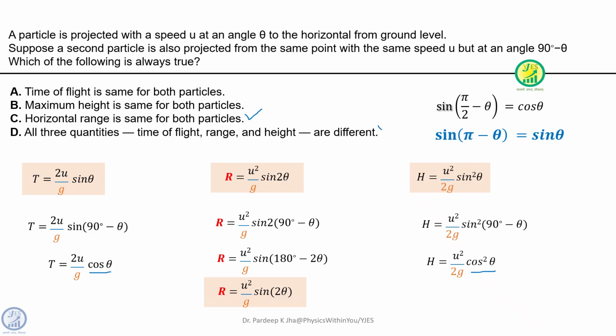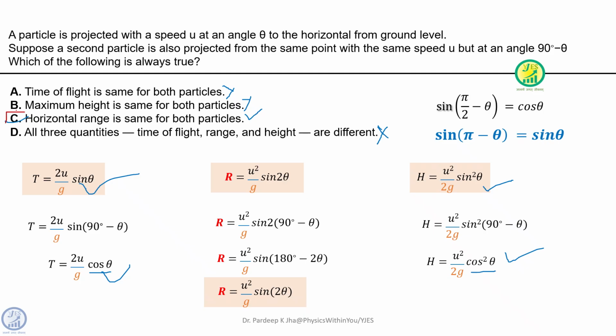What is it saying? All three quantities, time of flight, range and height, are different. No, we come to know that range is the same, right? Time of flight is the same. No, it's a sine theta, it's a cos theta. So it is gone. About the maximum height, it's again cos square theta and sine square theta, you can see. So this is wrong. So the only answer is that C is correct. So what is your option? C. Got it? So finally we get the answer in terms of C there.